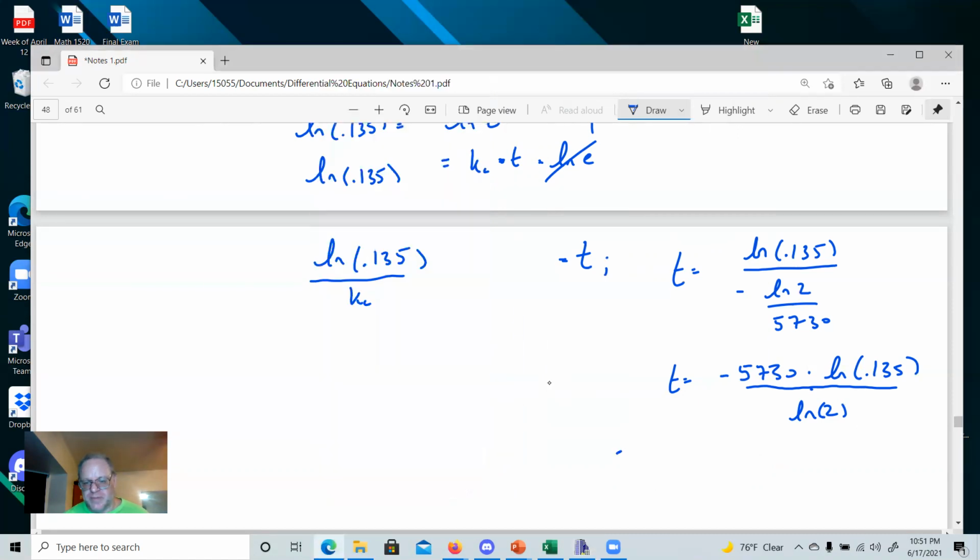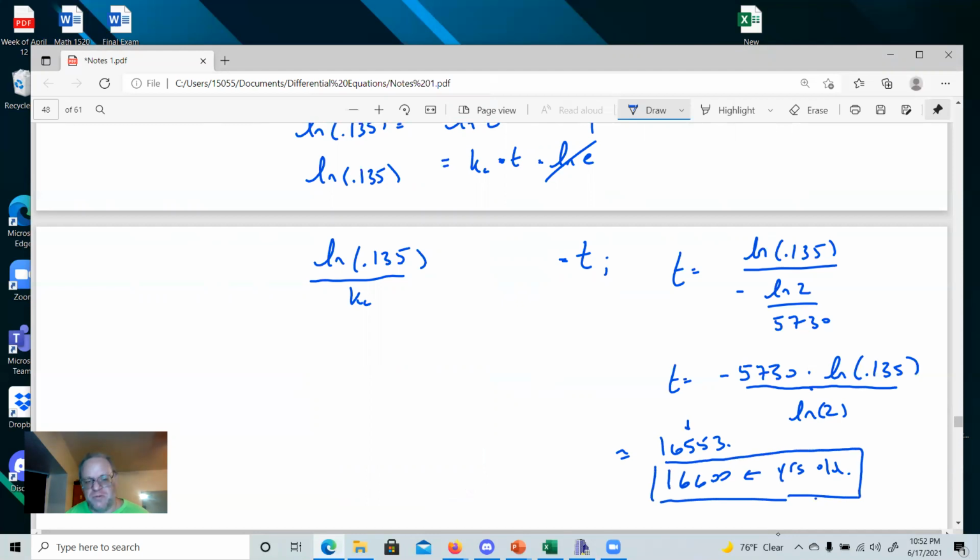So this was about 16,553 and some change. I think the original problem said rounded to the nearest hundredth. So 16,600. That's how many years old. Okay, and there we have it.